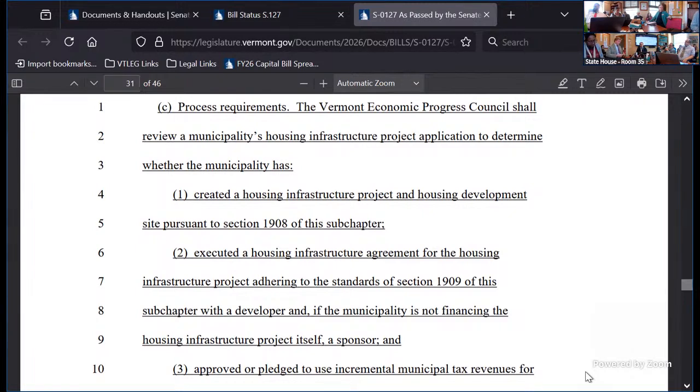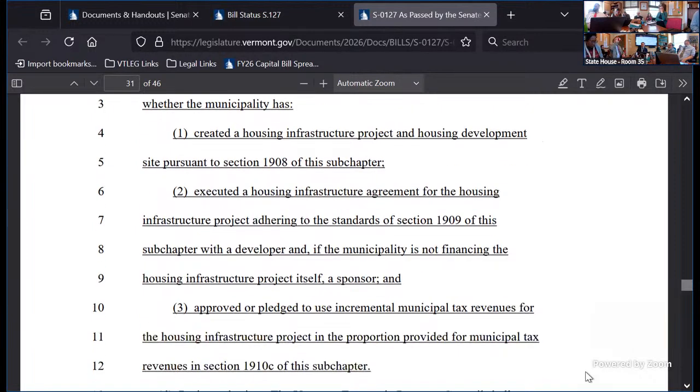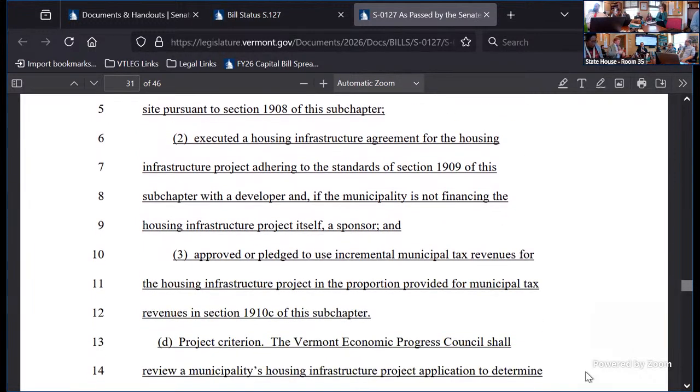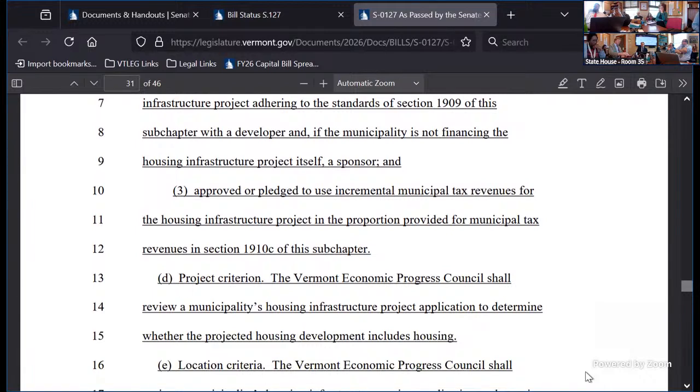So VEPC shall review a municipality's housing infrastructure project application to determine whether the muni has created that housing infrastructure project and housing development site. So have they gone through the 1908 process? Have they come up with the plans and given them to the voters, and have they assigned and listed with the lister or assessor that housing development site? Have they executed a housing infrastructure agreement for the housing infrastructure project that adheres to the standards of that section that we just walked through, with the developer, and if there's a third-party sponsor, including the sponsor as well? And have they approved or pledged to use incremental municipal tax revenues for the housing infrastructure project in the proportion provided elsewhere in the subchapter?